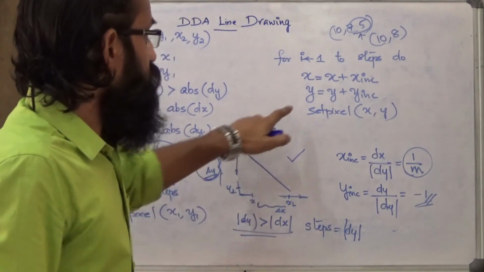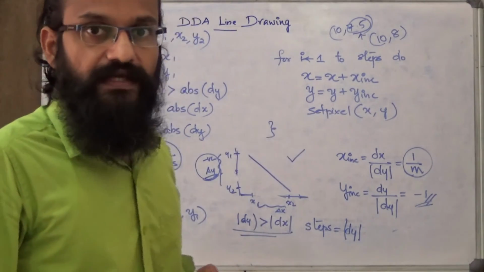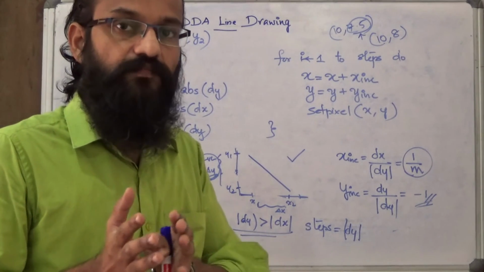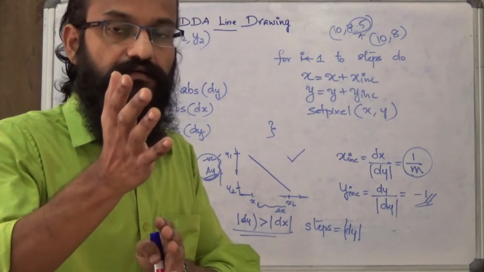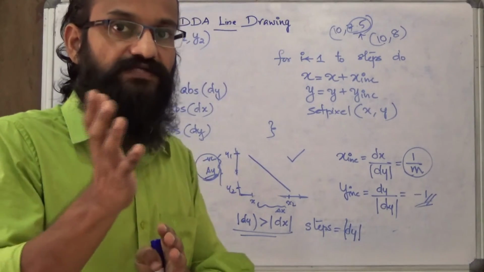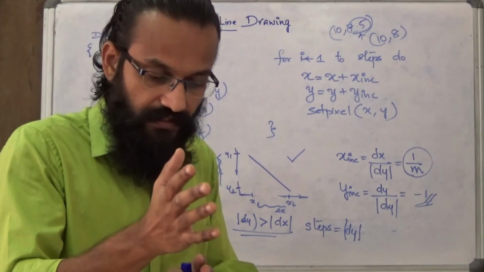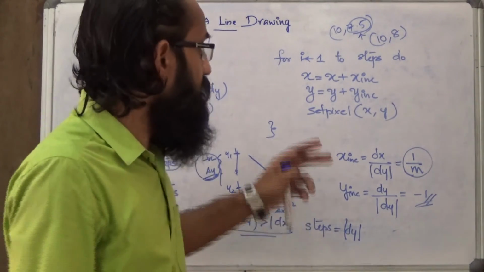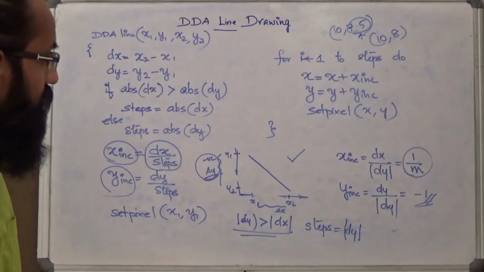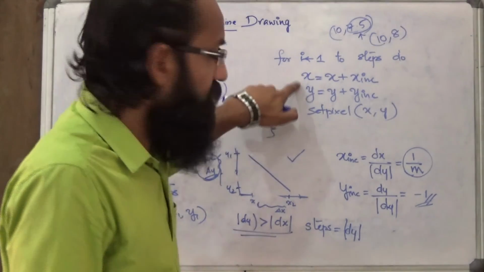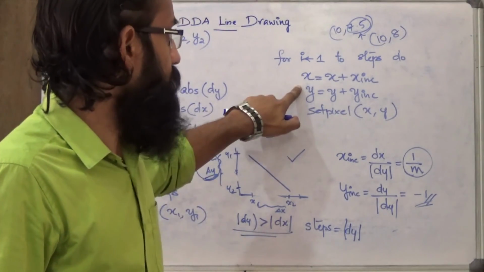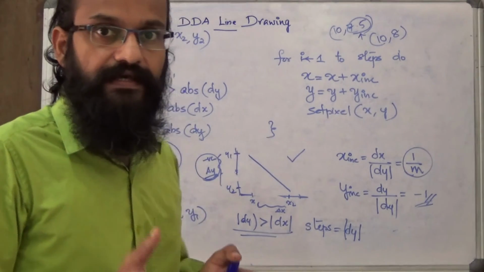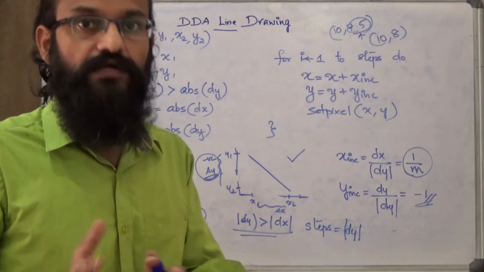So if the resultant x and y turn out to be a floating point number, just round it up and plot it. A repeated round of operation will sometimes drift the pixel positions from the actual line path, up or down. That is one drawback of this DDA line drawing algorithm. We have not explicitly mentioned the rounding up operation. As I said, this x increment and y increment need not be an integer value. It could be a floating point value also.